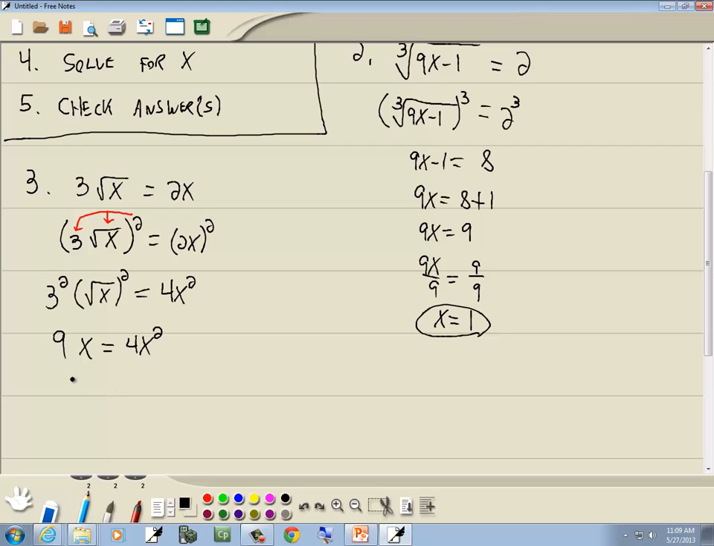Step 3, if you have more radicals, go back to step number 1. We don't have any more. Step 4, solve for x. Here we have an x squared, a quadratic. When you have a second power or greater, you want to get 0 on one side and then see if you can factor. So I'll bring 9x over.